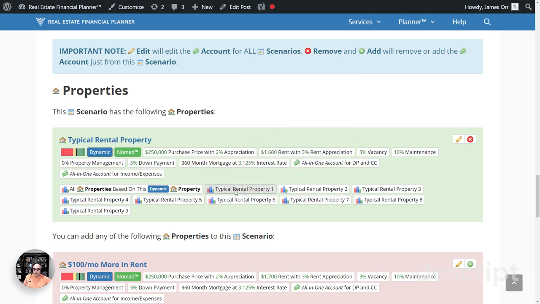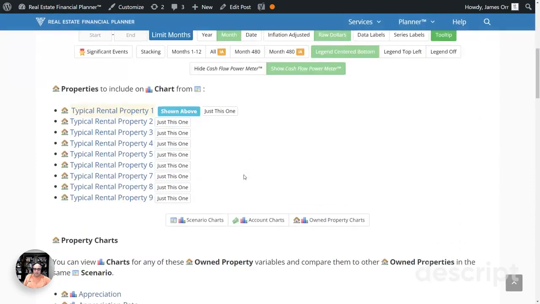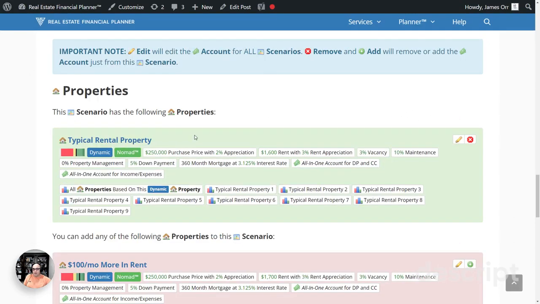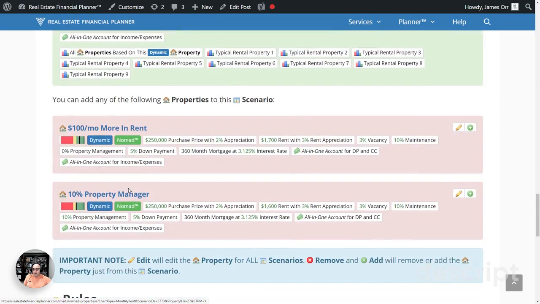Oops. So if you want to see any of the properties, you can see all the different charts and everything for those. You can go look at those when you want to, but each individual property has its own set of charts, and then you can see all the properties combined together on one chart as well, if you'd like to. All right.